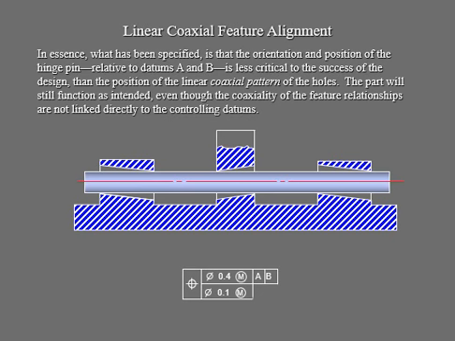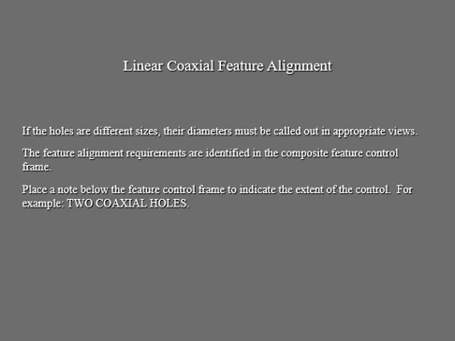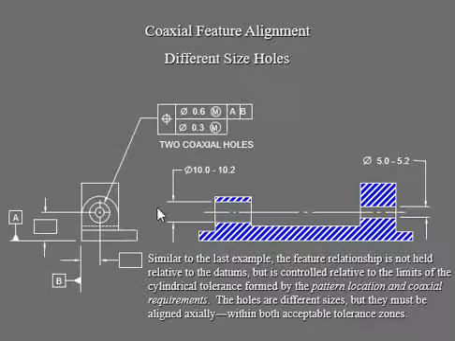Okay, now let's get into linear coaxial feature alignment. After we finish the patterned composite, we will come into the alignment. When you look at the holes, if they have different sizes, we have to deal with the alignment, of course. So their diameters have to be called out to make sure they're in appropriate view, and we have to think about the alignment, and they have to be identified in your composite feature control frame like this.